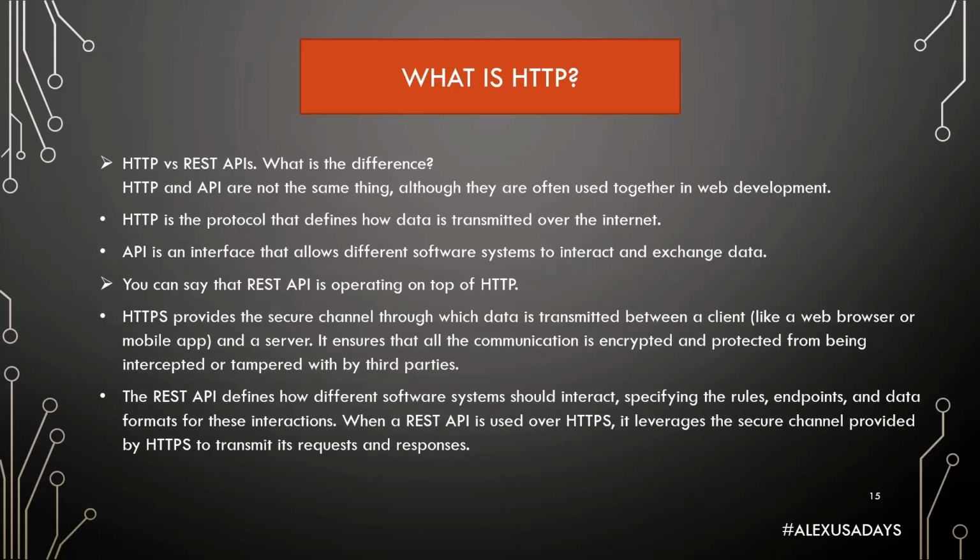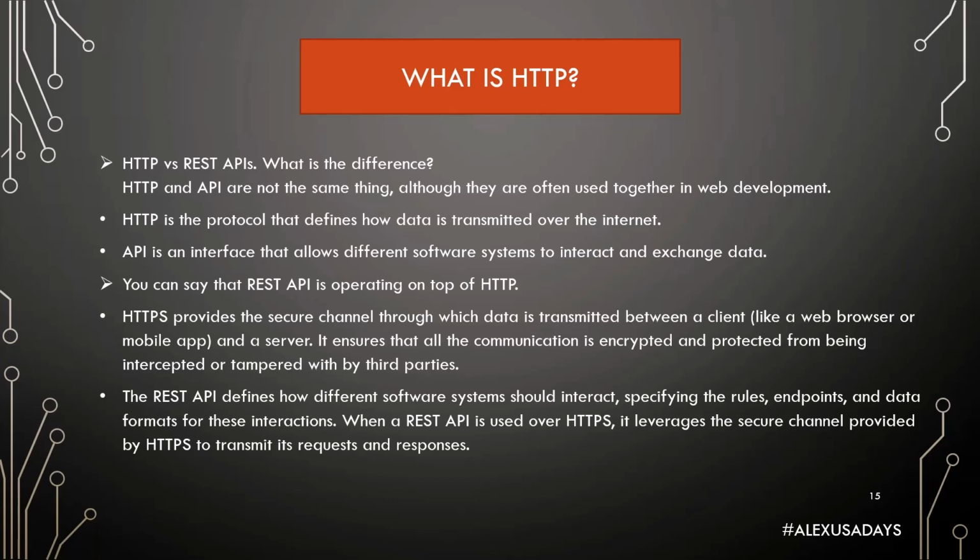HTTP versus REST API. What is the difference? Well, HTTP and API are not the same thing, although they are often used together in web development. HTTP is the protocol that defines how data is transmitted over the internet. API is an interface that allows different software systems to interact and exchange data. You can say that REST API is operating on top of HTTP. HTTPS provides the secure channel through which data is transmitted between a client and a server. It ensures that all the communication is encrypted and protected from being intercepted or tampered with by a third party.